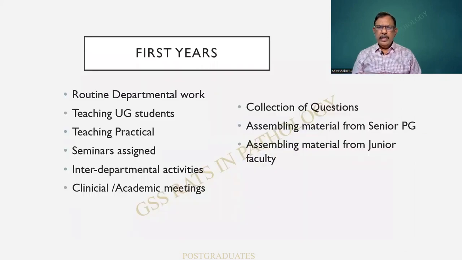In the first years, I would advise the students, probably you people will be about 1 month or 2 months old in the department, and it is the right time for you. My personal observation is the students are now without a sense of direction. This is what you people will have to exactly do in the first year. Routine departmental work. You are not a non-clinical department, you belong to a clinical department rather, and there will be a lot of this routine departmental work.